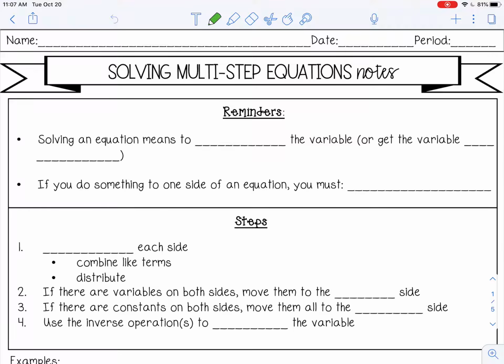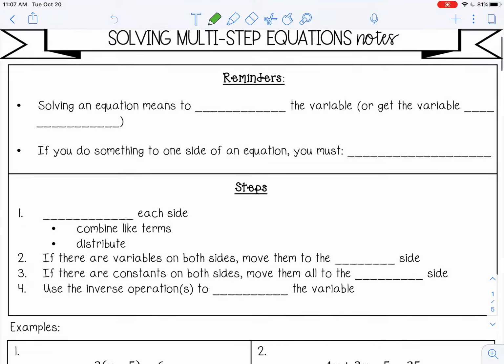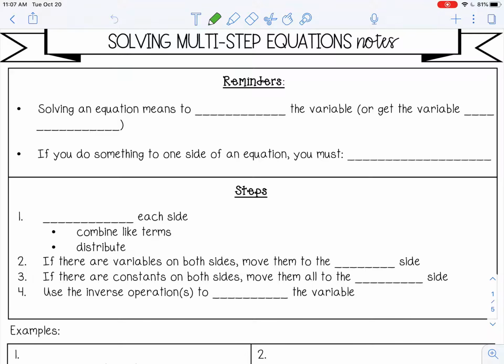Welcome to this lesson on solving multi-step equations. So let's go over a few reminders for solving equations. Solving an equation means to isolate the variable, or get the variable by itself. And by doing so, you're finding the value of that variable that makes the equation true.